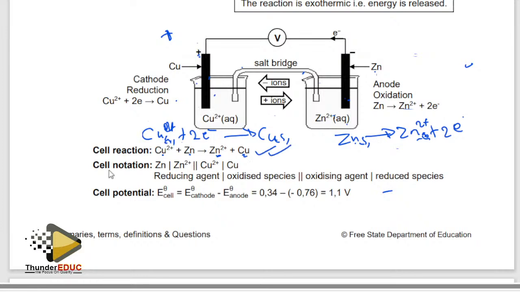Then the cell notation, you start from the anode and then you go to the cathode. So it means it's going to be zinc, slash zinc 2 ions, salt bridge, then you write copper 2 ions, and then slash copper. So that is the cell notation, you see.